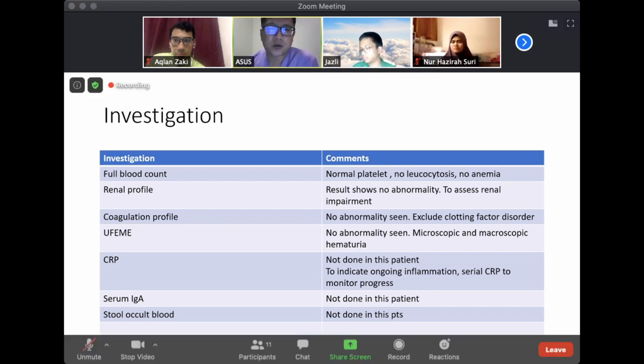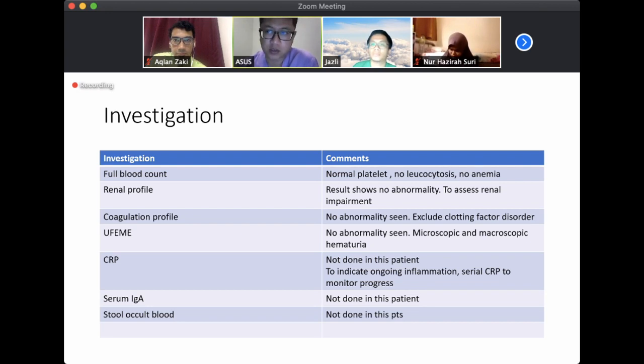In ITP, you need a full blood picture. In this situation, what do you see in the full blood picture if ITP? Any idea? Megakaryocyte. Yes, megakaryocyte. You see large platelets. Okay. Other questions?